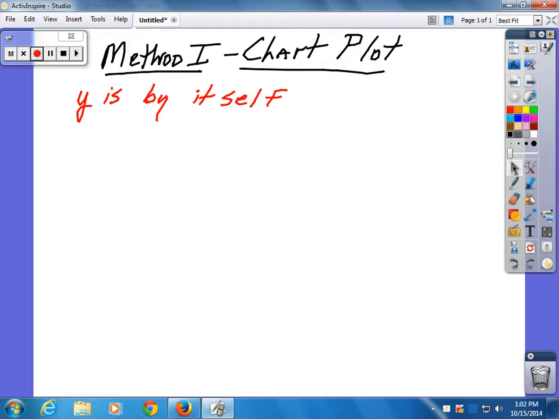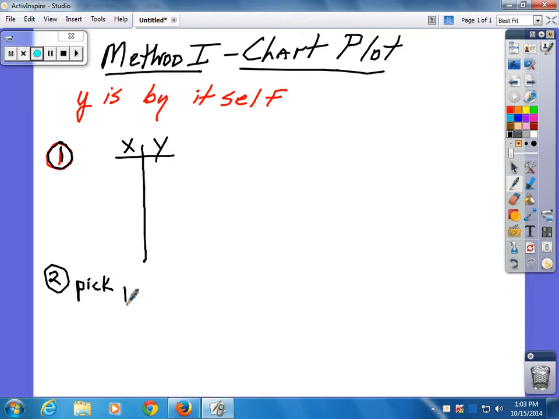So, what do you do first? The first thing you do is you draw, because y is already by itself, so you don't have to worry about it. First thing you do is you draw a chart with x and y as so. And then, number 2, you pick points for x.